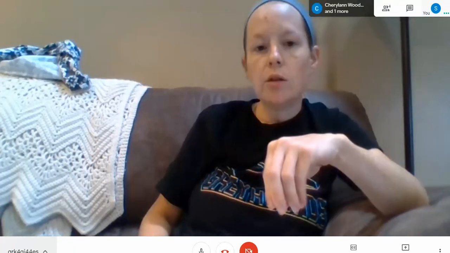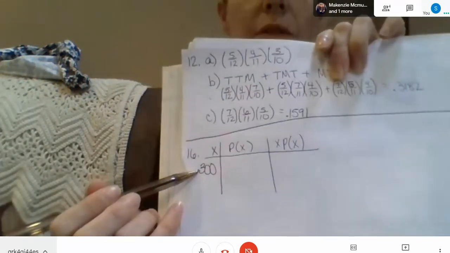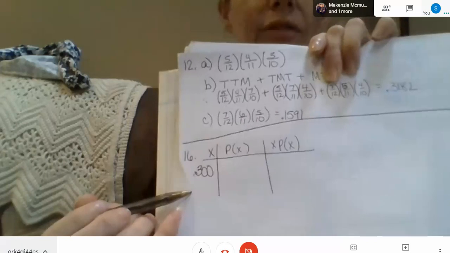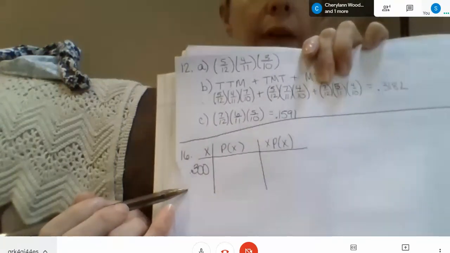Okay, the other option is they pay $300 to the life insurance company. If that person dies, then the company pays them $250,000. So we have to figure out what that means. $300 is what was paid to the company. If they have to pay out, they are losing money. How would I show that x value? A negative. Now, be careful.